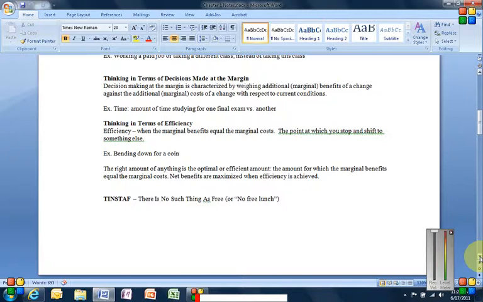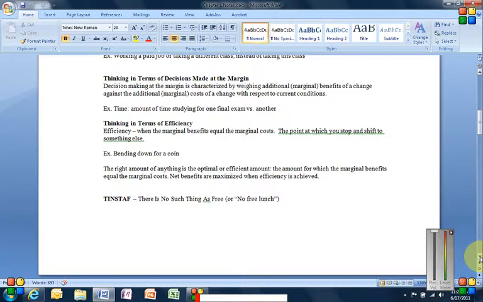But decision making in terms of the margin has to do with weighing additional marginal benefits against marginal costs with respect to whatever situation we're looking at. So, for example, how much time during final exams week are you going to be using to study for one test versus another? You probably know through common sense that if you spend all your time studying for one exam, you're not going to do well on the other exams. So the question is, when do you start to get to the point where the cost of spending an inordinate amount of time studying for one test starts to outweigh the extra benefit of each additional minute, each additional hour that you spend studying for that test? That's an example of making a decision at the margin.